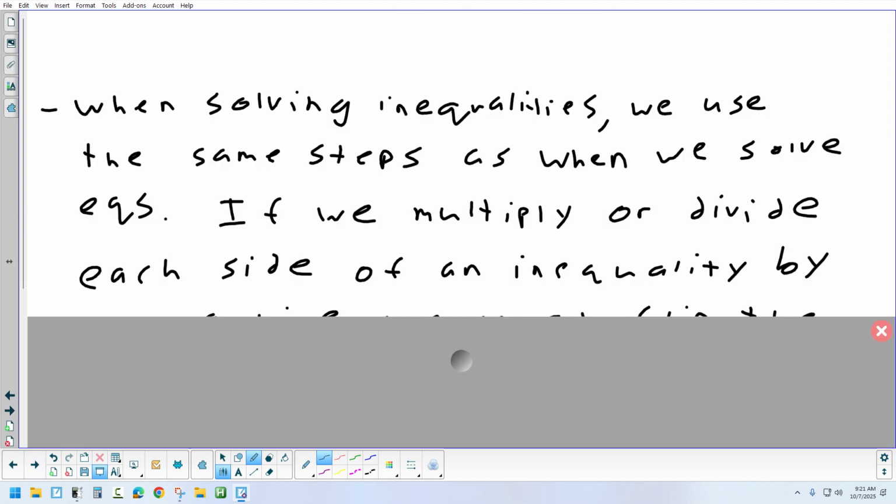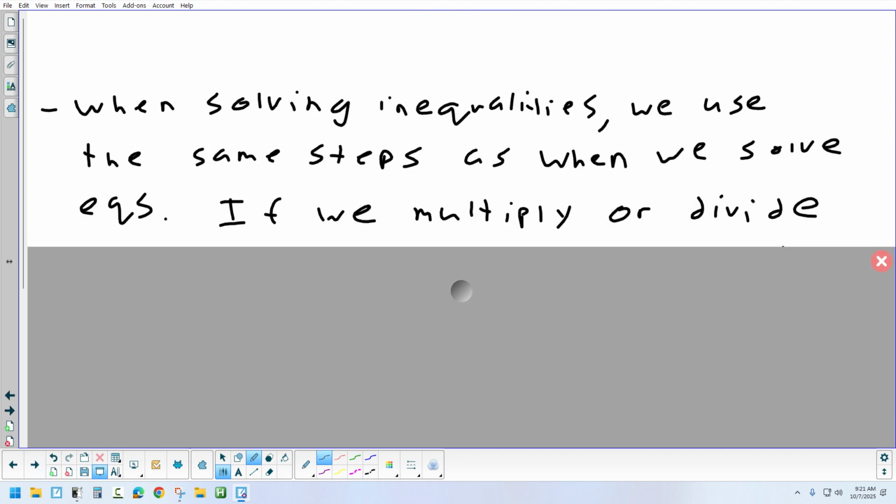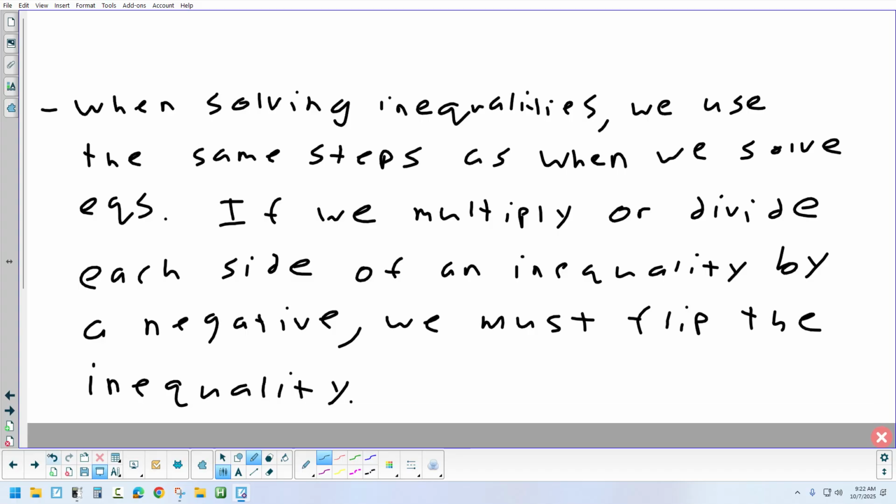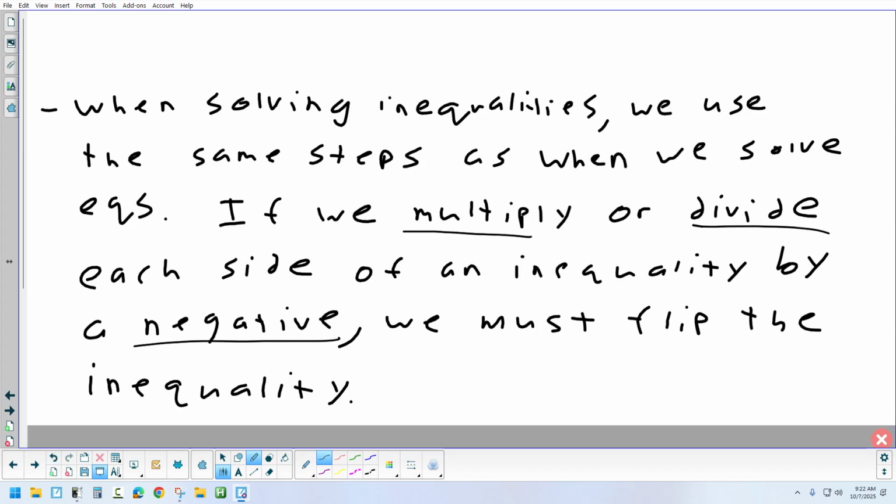So now, when we solve inequalities, we're going to use exactly the same steps as when we solve equations. But there is one trick. If you multiply or divide by a negative, you have to remember to flip the sign of the inequality. And again, it's only if you multiply or divide by a negative. You never do it when you're adding. You never do it when you're subtracting.